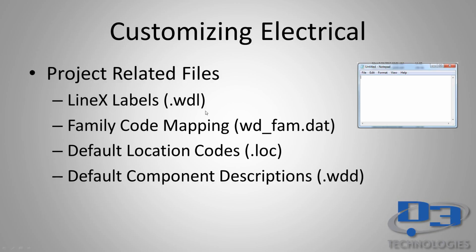So we're going to be looking at 4 types of project-related files. There's several others that can be utilized. These are just the 4 that I felt like talking about today. The first one we're going to be looking at is the project line X values.